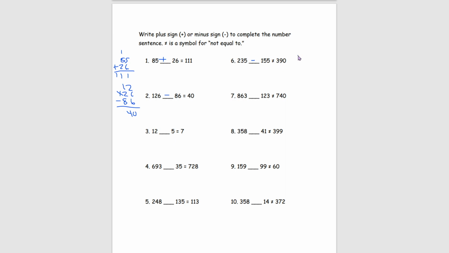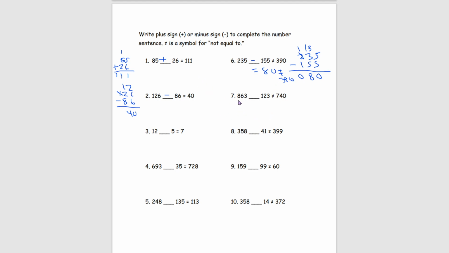To check, we can just do 235 minus 155. 3 minus 5 is impossible. Borrow 1. This becomes 2, and then this becomes 13. 13 minus 5 equals 8, and we get 80. And so we know that 235 minus 155 equals 80, and that is not equal to 390, which is our answer.